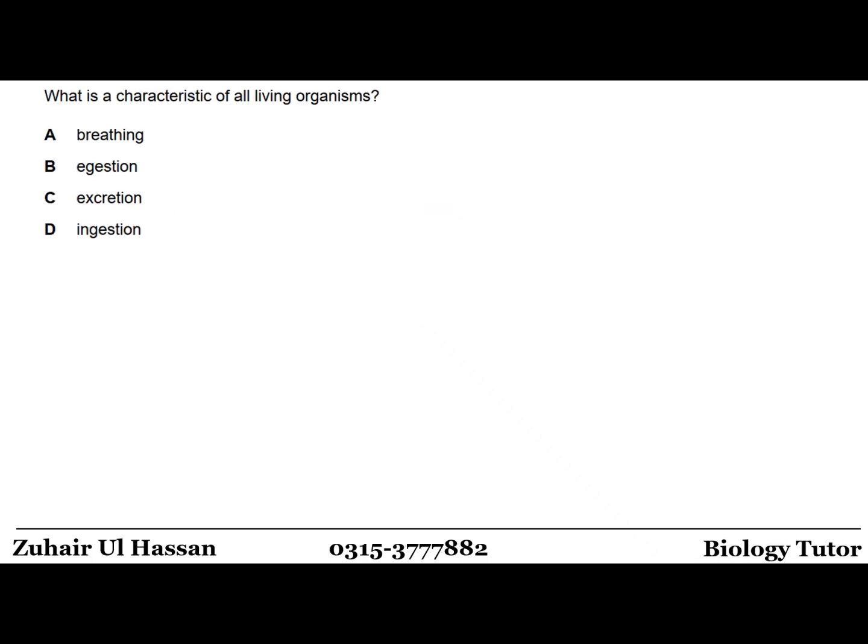Now let us work through some questions, in the form of MCQs as well as theory questions. The very first type of question asked from 1.1 is: what is a characteristic of all living organisms? You will be provided with different options, and one of those options will be the correct characteristic. How will you find it? By remembering the acronym Mrs Gren. The first option is breathing. In the acronym there is no letter B, so breathing is not the correct one.